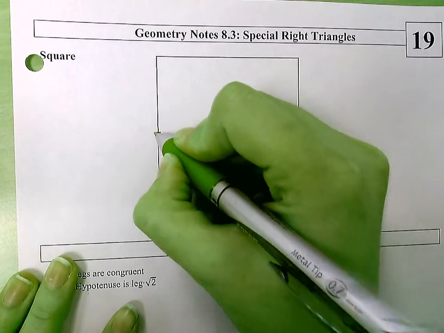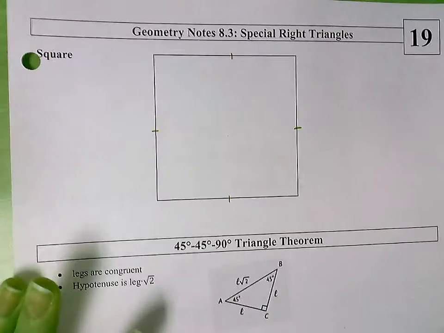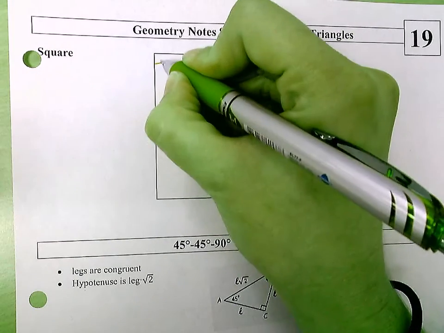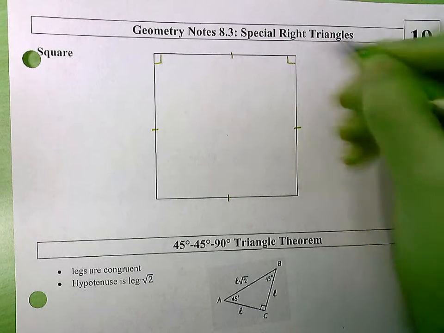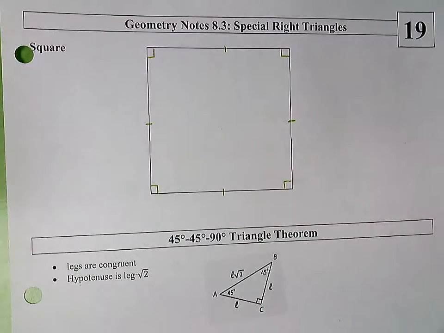Okay. So I'm going to label all 4 of these sides with that dash mark to show that they're congruent or equal to each other. Okay? The angles are 90 degrees. I'm going to label all my angles 90 degrees, with that box in the corner. All right. Don't write anything in the middle.